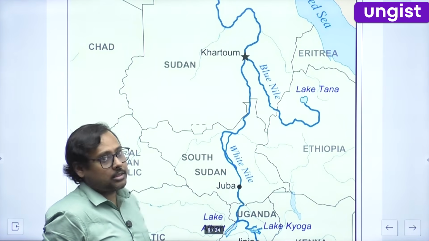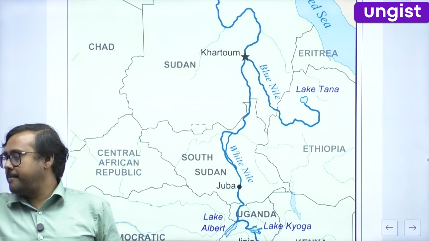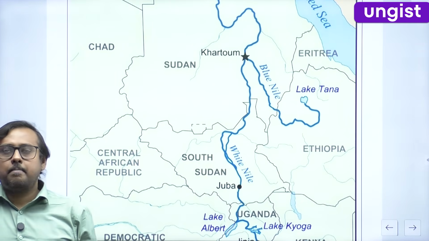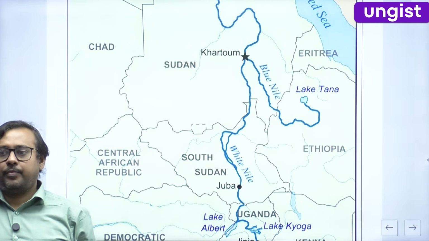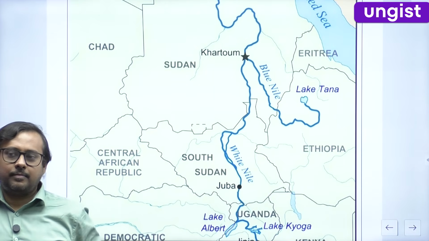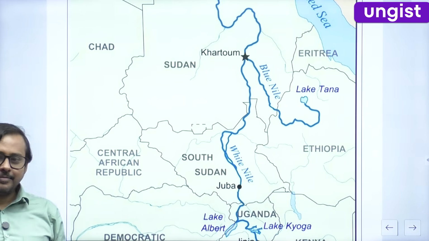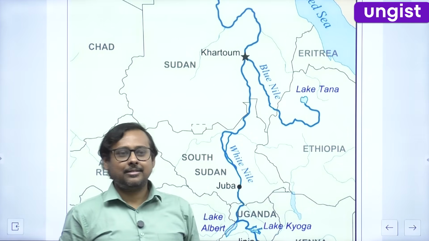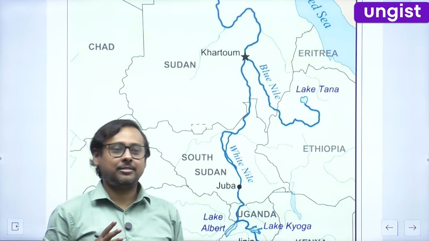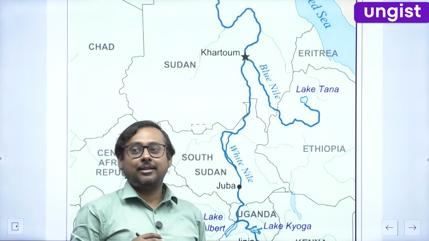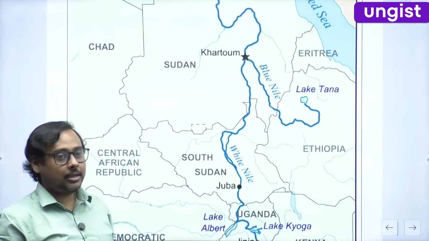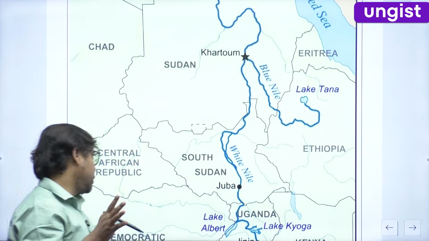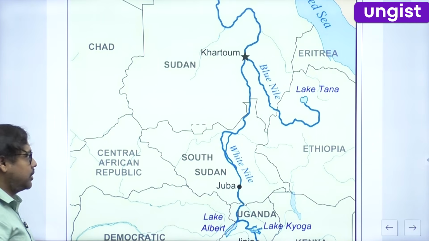Okay, does Ethiopia border the Indian Ocean? It does not. It is landlocked. We'll come to that. There's a huge political affair happening because it's landlocked. I'll come to that when we discuss Eastern Africa.